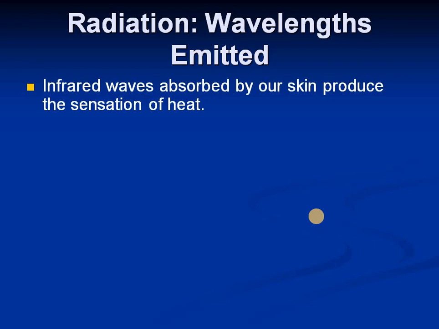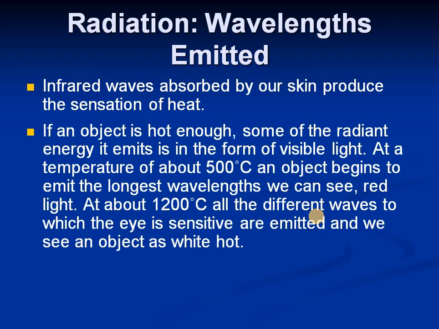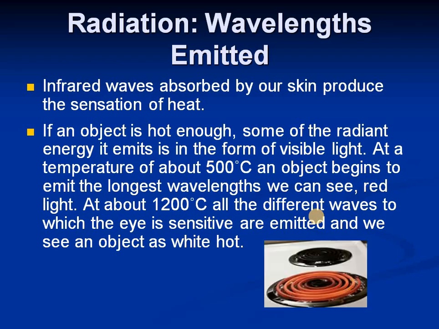Infrared waves absorbed by our skin produce the sensation of heat. So we absorb infrared radiation coming toward us. If an object is hot enough, some of the radiant energy it emits is in the form of visible light. At a temperature of about 500 degrees Celsius, an object begins to emit the longest wavelength we can see. It is red light. At about 1200 degrees, all the different waves to which the eye is sensitive are emitted, and we see the object as white hot.